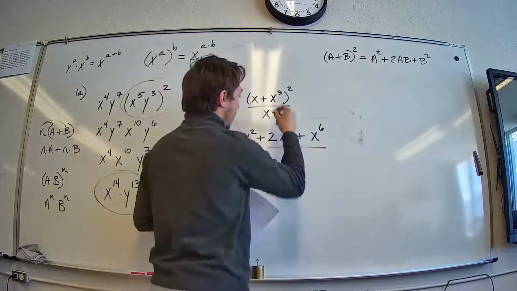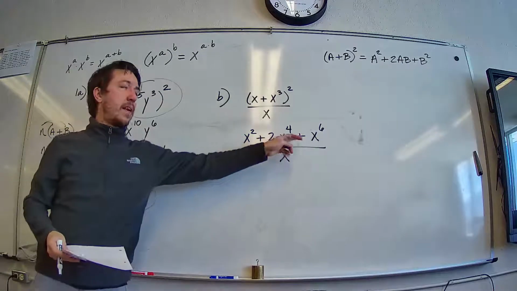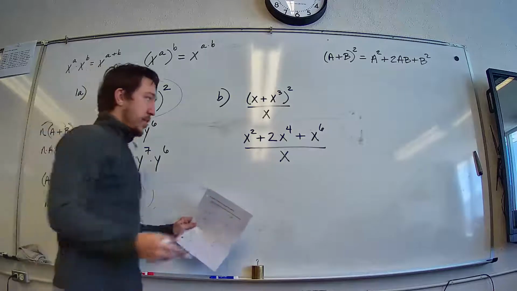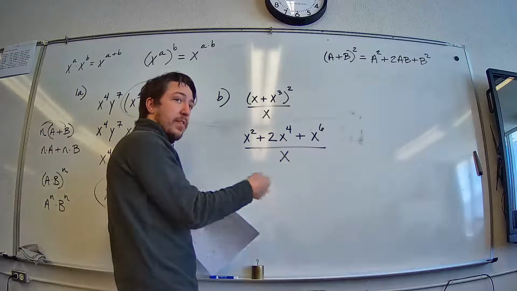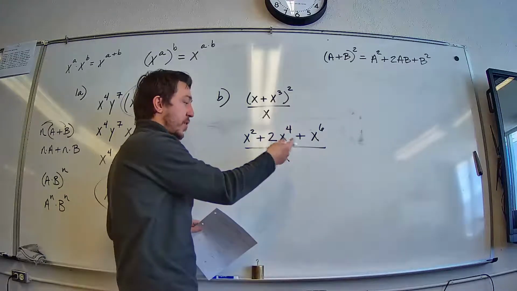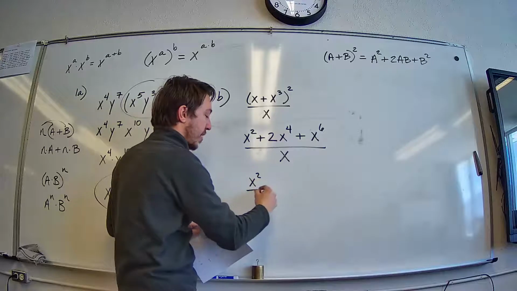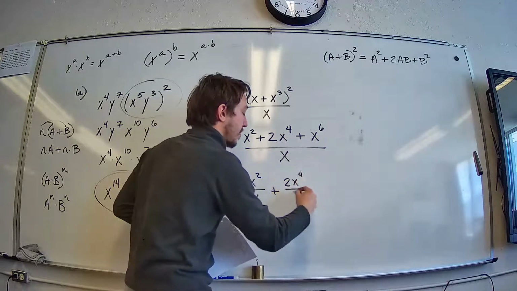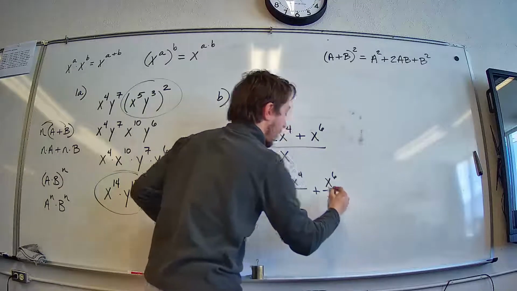Okay, this whole thing is being divided by x though. So how many of those terms are being divided by x? All of them. Here's another intermediate step that you probably don't have to write, but hopefully to avoid confusion, what this looks like is x squared gets divided by x. The 2x to the 4 also gets divided by x. And the x to the 6th gets divided by x.